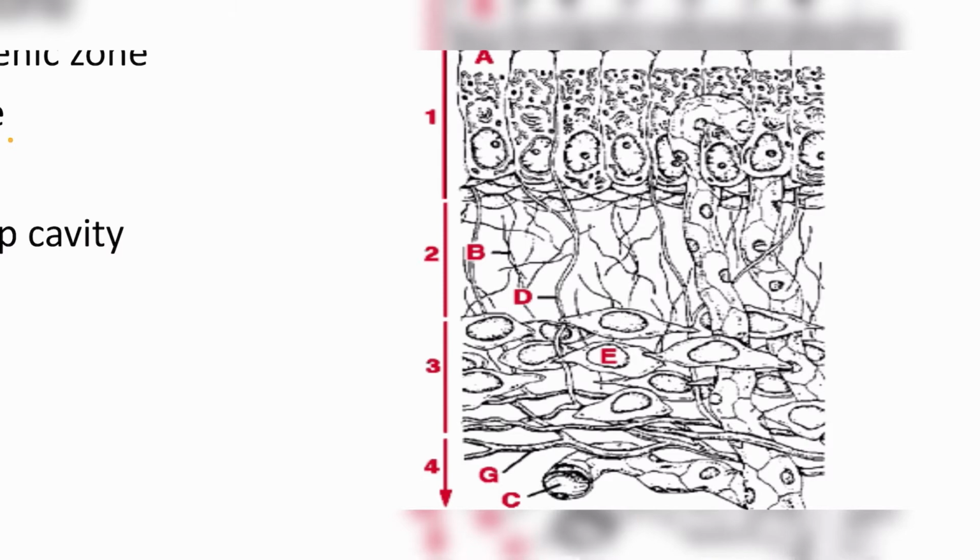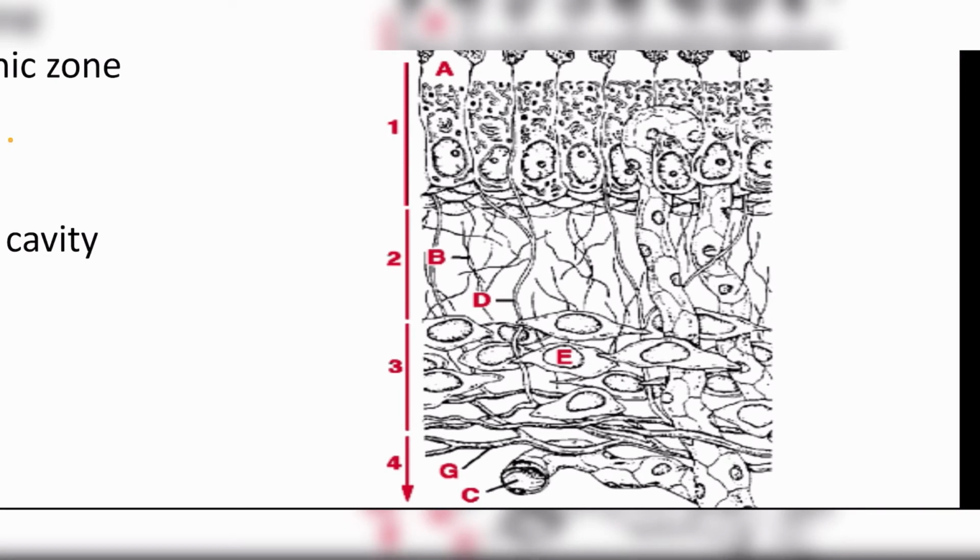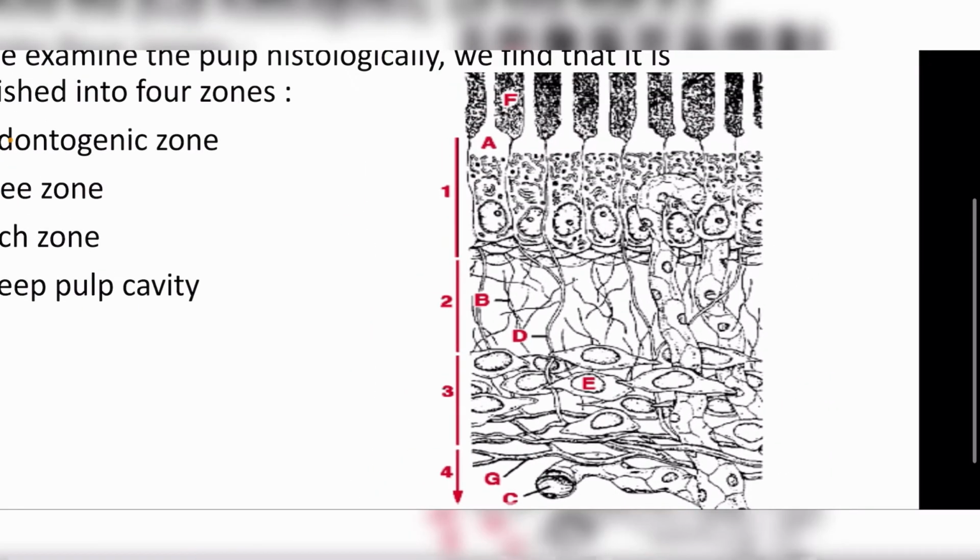We also have numerous capillaries, the ones right over here. And you can also find nerves right over here in this zone. Just under the cell-free zone is the cell-rich zone, containing numerous fibroblasts, which are the predominant cell type of the pulp. Fibroblasts of the pulp have demonstrated the ability to degrade collagen as well as form it. And medial to this cell-rich zone is the deep pulp cavity, number 4 right over here, that contains the subodontoblastic plexus of nerves.